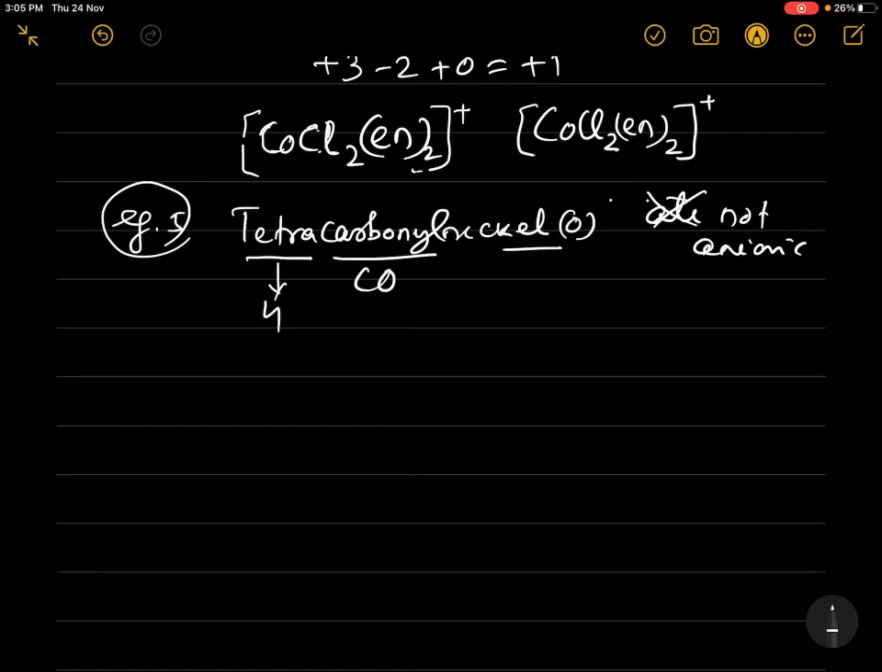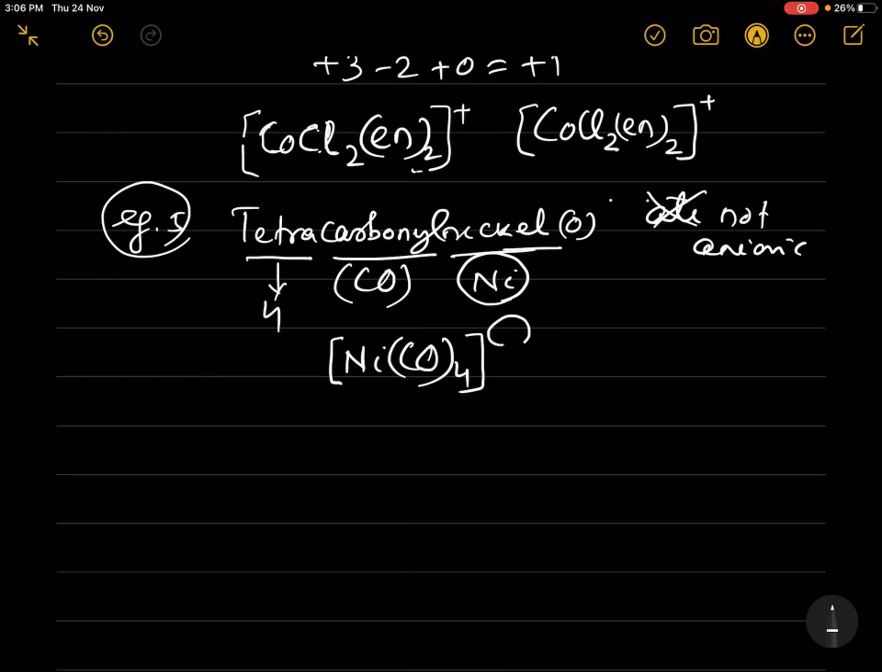Nickel is the central metal atom. So I have to write the central metal atom first, then CO whole 4, then square bracket ends, and here the charge on the complex will be calculated as we have done above.